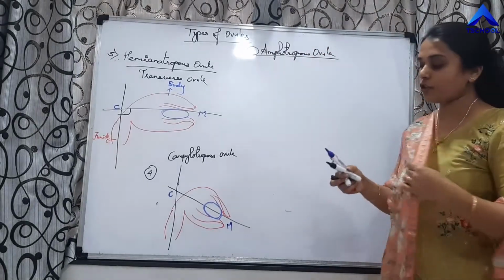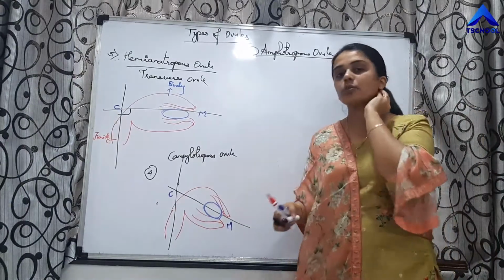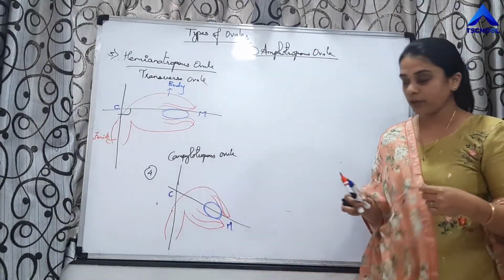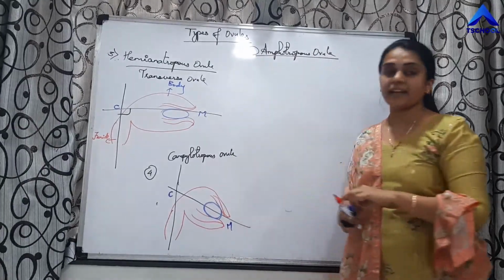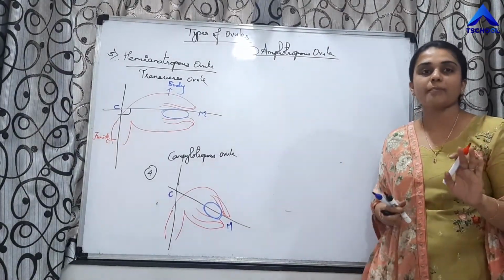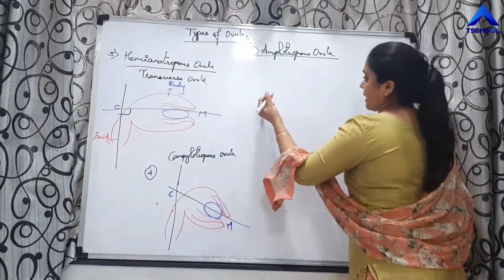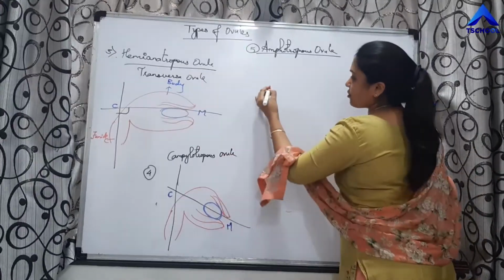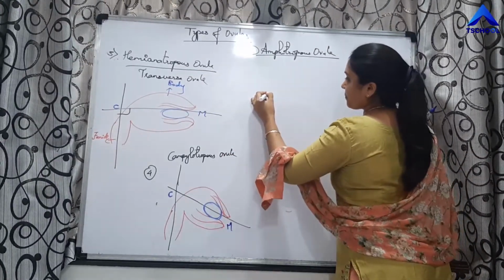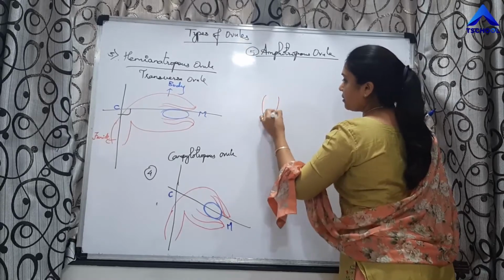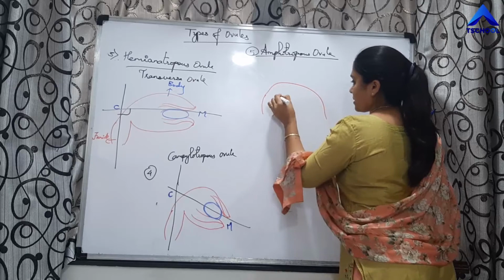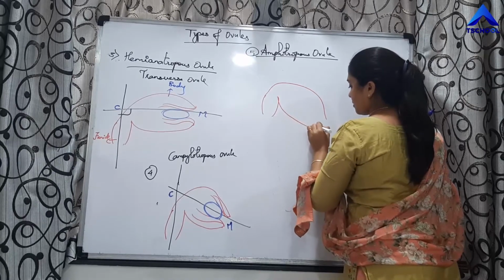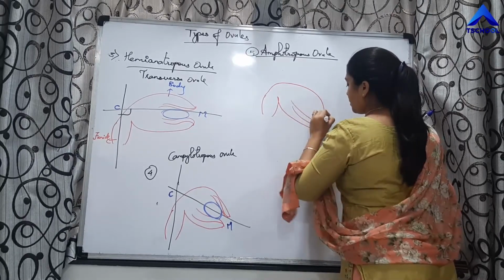Amphitropous ovule. The structure of amphitropous ovule is similar to that of campylotropous ovule. The only difference is that in it, the embryo sac is horseshoe shaped. So first let's draw the structure of campylotropous ovule. This is the funicle and this is the body of the ovule.